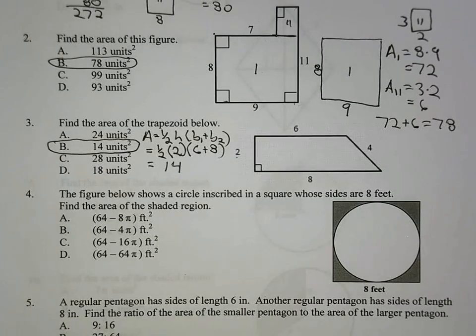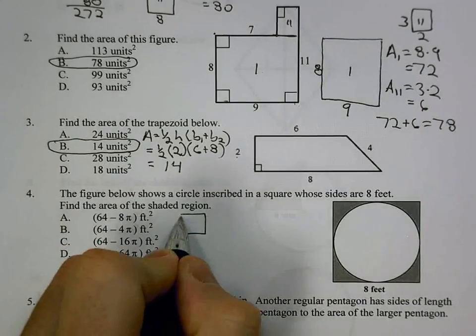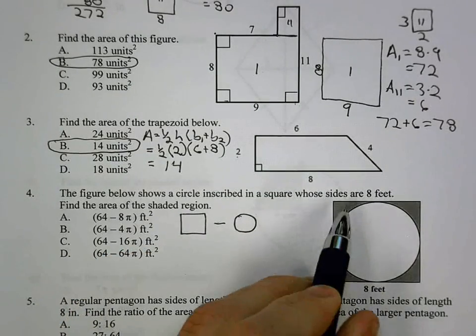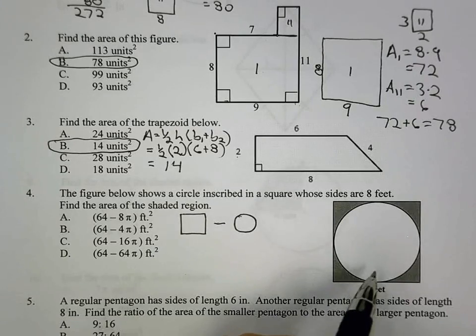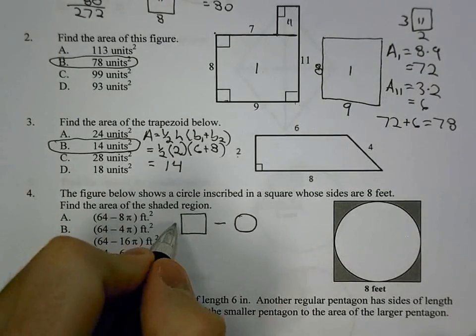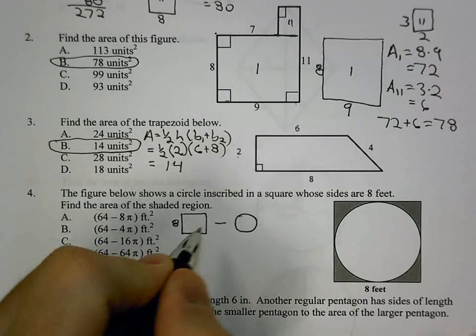Number 4, we're trying to find the area of the shaded region. Now this is really two parts. We have the square, and we're subtracting the circle. So the square would be the whole thing, but we want the part that's not the circle. So in this case, we can actually literally subtract the areas away. Our square is 8 by 8.